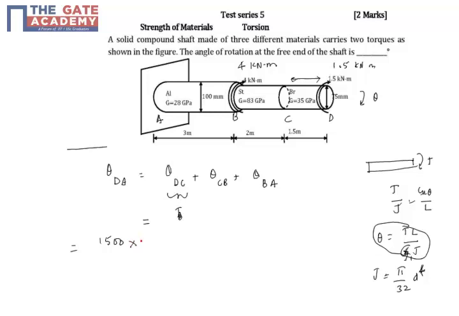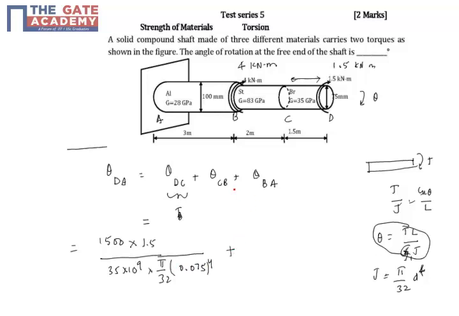Length is, remember, everything I substitute in meters. The length is given as 1.5, divided by G, which is the shear modulus of the bronze, given as 35 GPa, so 10 power 9 because it is in newton per meter square, and J is pi by 32. You can calculate J beforehand and substitute the final value, but I am substituting directly. So pi by 32 d power 4, d is 75 mm, so 0.075 whole power 4. This is for the bronze.